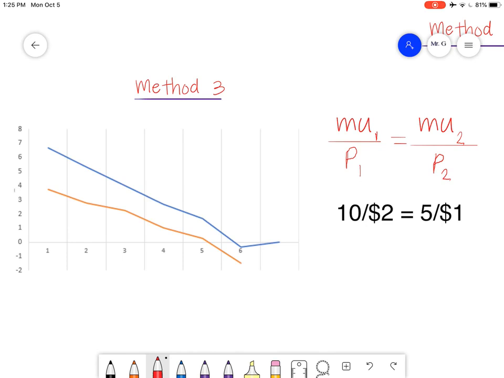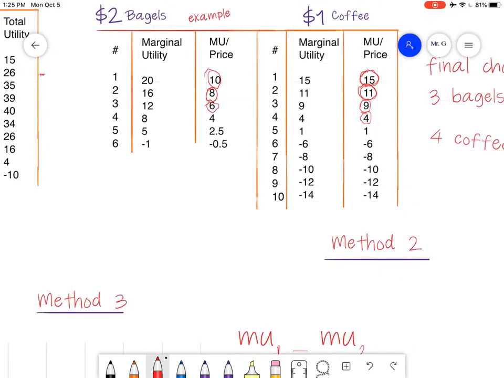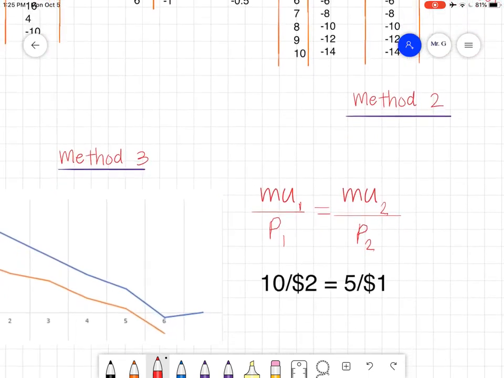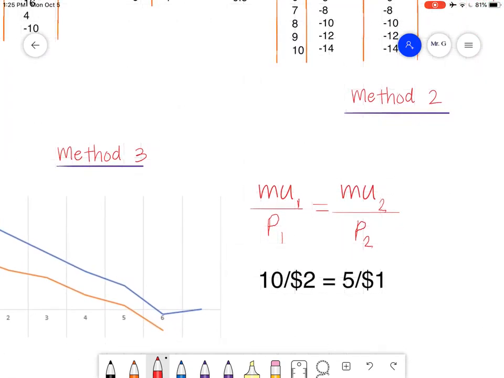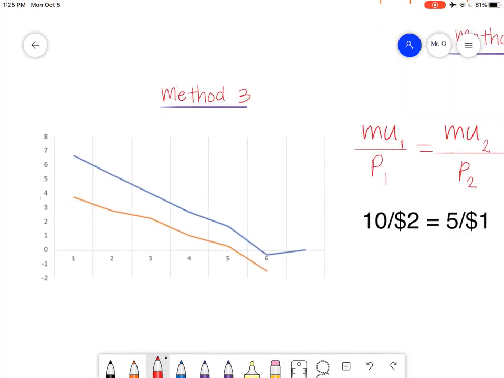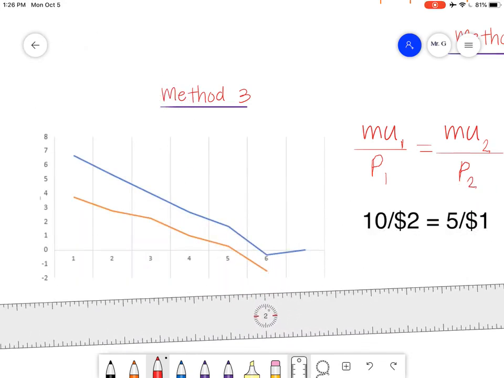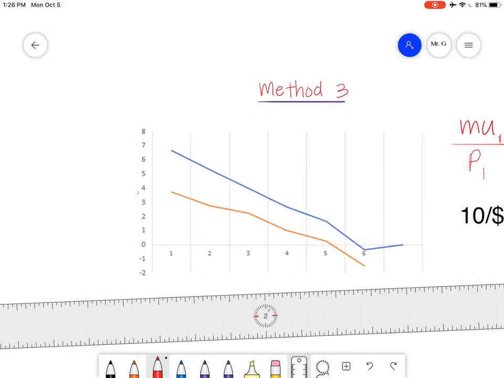Okay, so how do I come up with that? Well, I took the 10 divided by 2, and that's coming up from here. Marginal utility for bagels of 10 divided by 2, okay, is equal to 5 divided by 1. So I took everything and I solved for the 5. So 5 I put in an x for, and I basically solved for that. And so really it's telling us at what point we would start being more indifferent between them. So if we look at it, okay, this here is a graph of basically the numbers above.